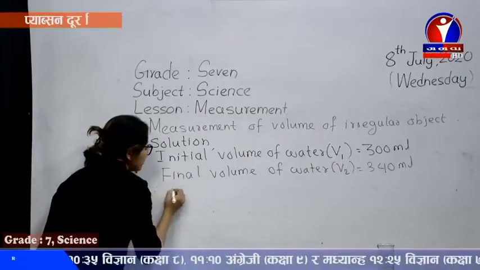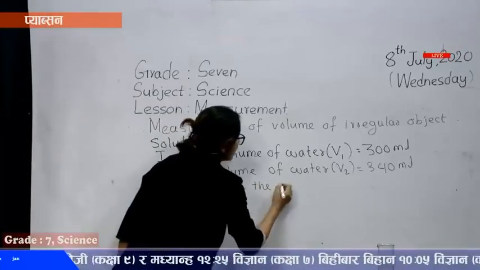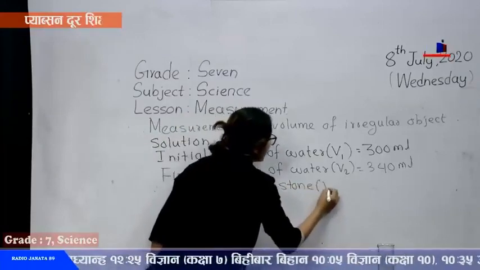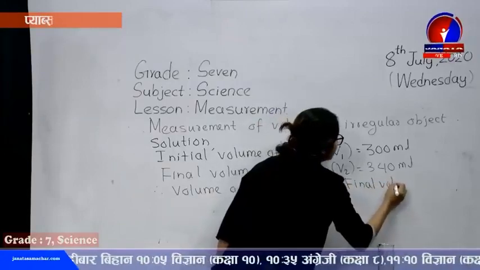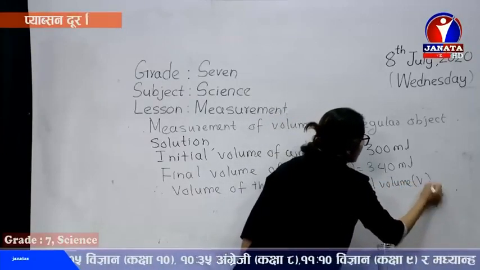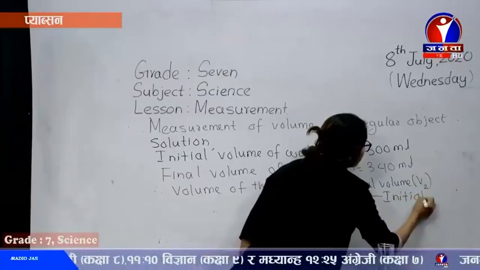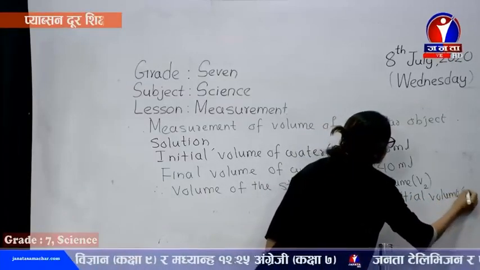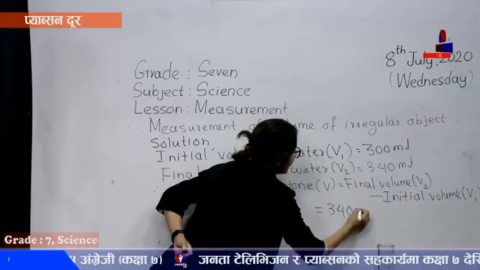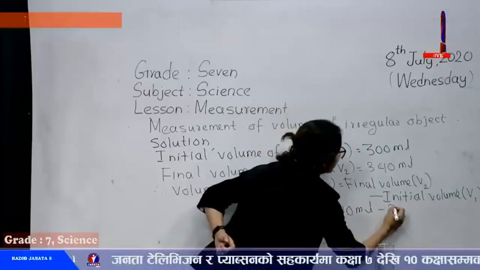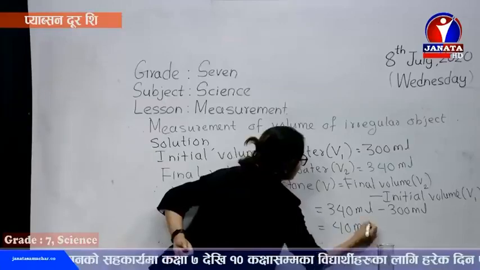Now, therefore, the volume of the stone, or the volume of the irregular object, V, is equal to the final volume of water, V2, minus the initial volume of water, that is V1. So when we deduct 300 ml from 340 ml, we get 40 ml.